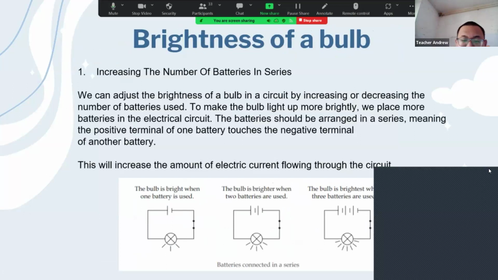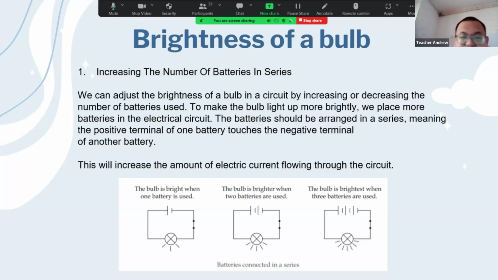We also talked about the brightness of the light bulb in the past lesson. So let me just recap the theory with you guys. How do we increase the brightness of the light bulb? Step one, we can increase the number of batteries in a series. To increase the brightness, we can increase the batteries being used. So to make the light bulb shine more brightly, we place more batteries in the circuit. And the batteries must be arranged in series, meaning the positive terminal touches the negative terminal of another battery. This will increase the amount of current flowing through the circuit.